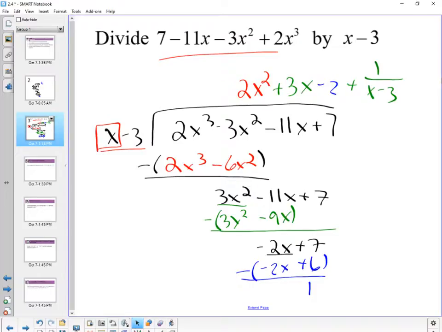Now to answer your question, is there an easier way? There are other methods that I can use if I'm doing a first degree binomial. Okay? I want to make sure that we got this first though.